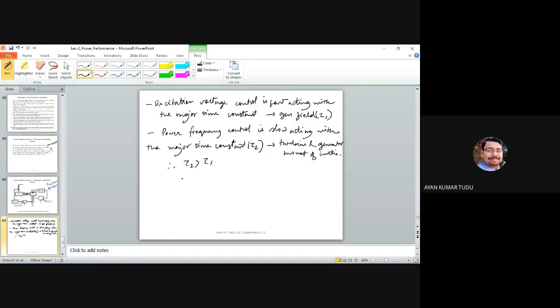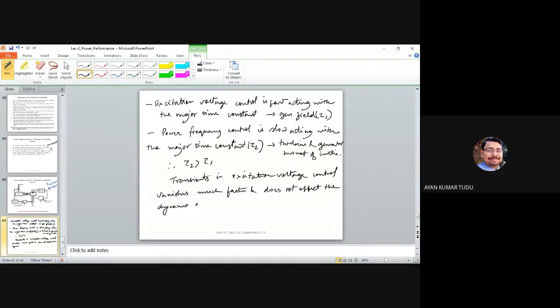So what we can say is that the transients in excitation voltage control vanish much faster and do not affect the dynamics of power frequency control.